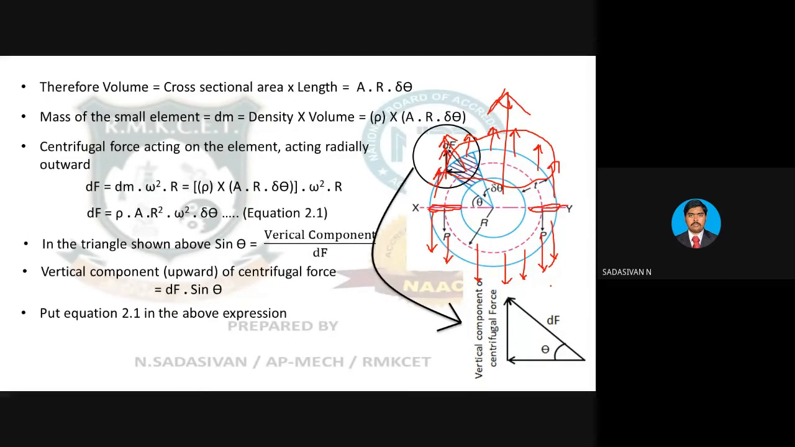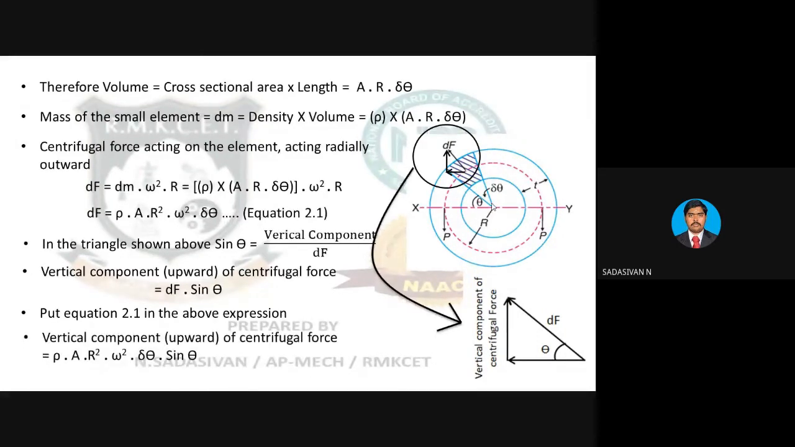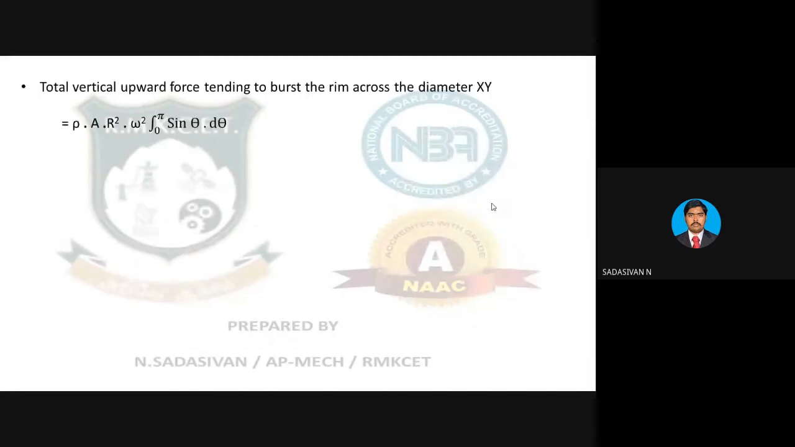So now we are going to approximate the amount of this force, and this occurs only because of your vertical component of the forces. The horizontal component does not have any effect on the flywheel. It has an effect on the shaft only, not on the flywheel. I think you are able to understand. So the vertical component of centrifugal force is rho a r square omega square d theta sin theta.